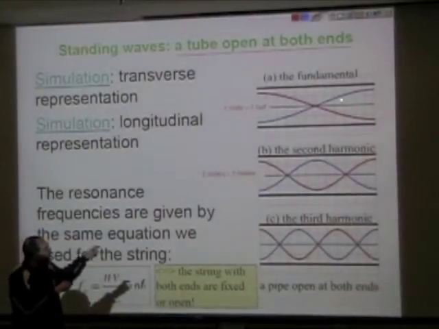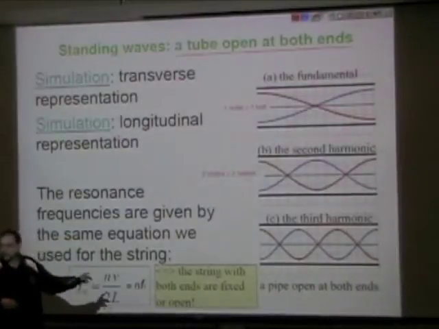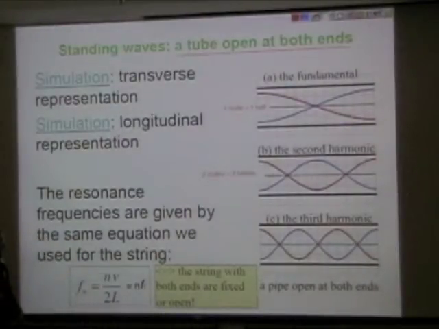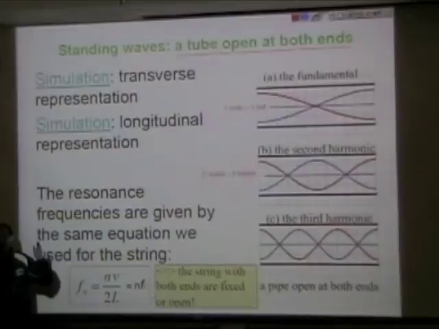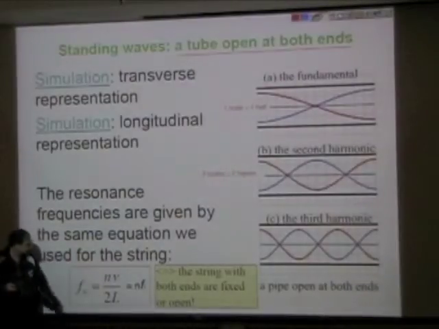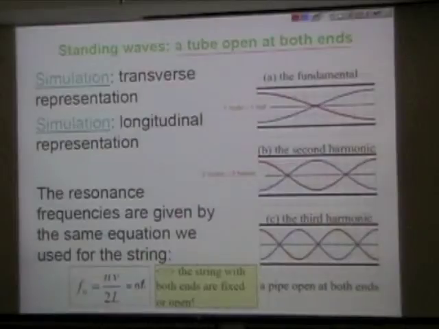The picture looks slightly different, but the equation is exactly the same. All we have to do is count a half of a wavelength, how many halves you can fit. And again, if you know the speed of the sound and the length of this pipe, you can calculate the fundamental and other frequencies.